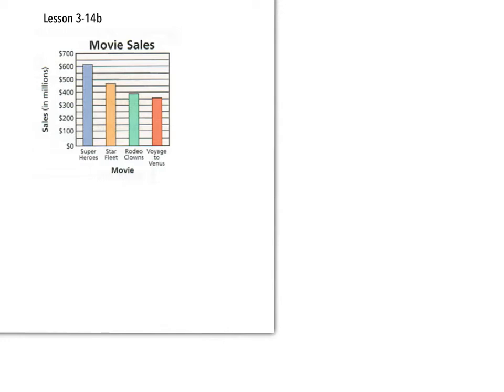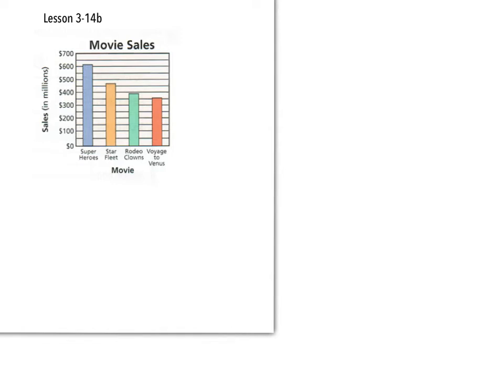Now I want you to notice that what we have here is a bar graph. You can tell because there's bars. Now this is a vertical bar graph. Horizontal, everything will go this way. We have our title. This is kind of the classification. We have our scale, the rate at which things go up, and then we have the title of the side, so sales in millions, and this is the movies. So we're comparing 4 different movies.